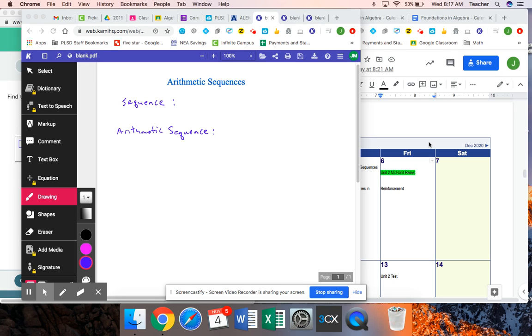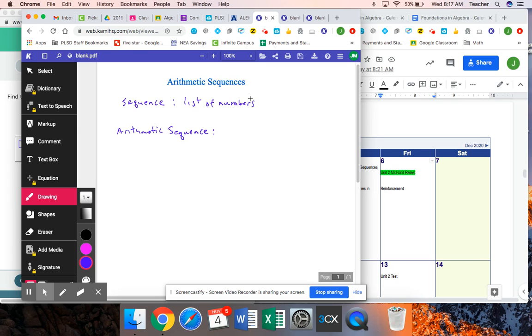All right, we're going to talk about arithmetic sequences. First, let me start off. We actually touched on this in Unit 1, but we're going to dig a little deeper right now. If we're talking about arithmetic sequences, first we need to make sure we remember what a sequence is. It's really just a list of numbers, right? If you have a list of numbers, you can call it a sequence.